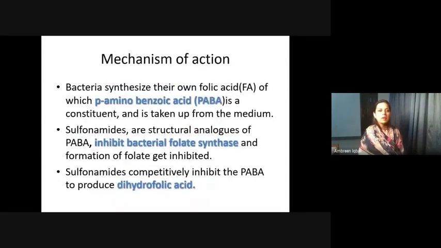Mechanism of action. These bacteria, for which we are going to use sulfonamide, synthesize their own folic acid from para-aminobenzoic acid and it is taken up from the medium. Sulfonamides are structural analogs of para-aminobenzoic acid, so they inhibit the bacterial folate synthase enzyme and the formation of folate gets inhibited. Sulfonamides completely inhibit para-aminobenzoic acid from producing dihydrofolic acid.